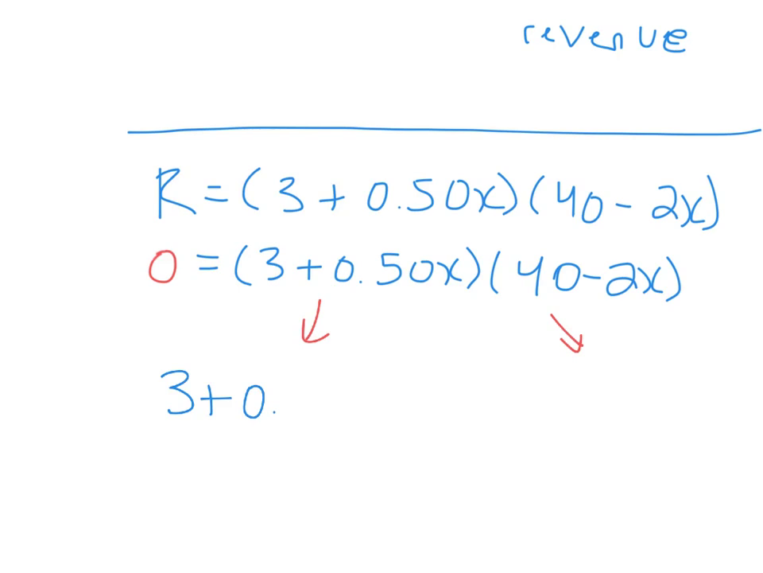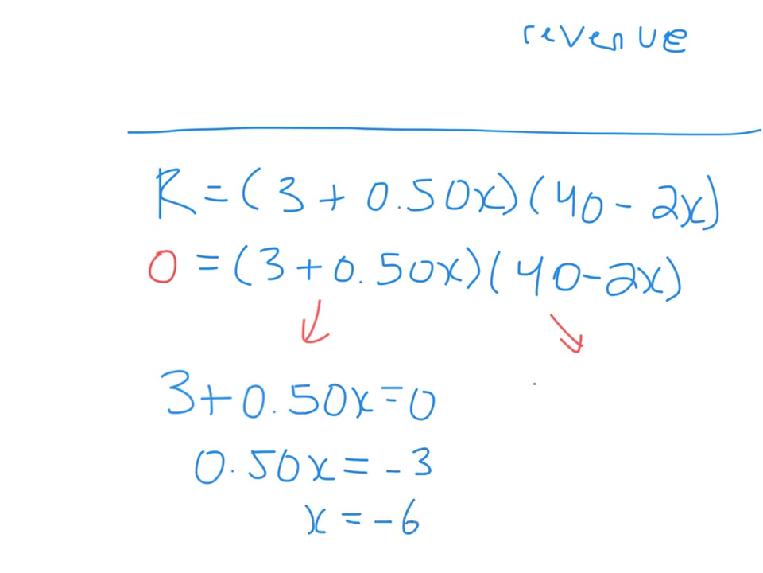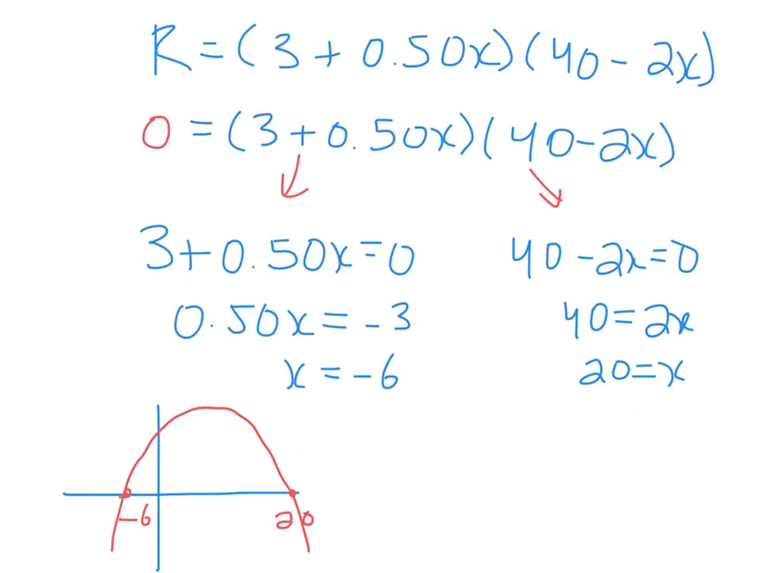So 3 plus 0.5x is equal to 0. So 0.5x is equal to negative 3. Divide both sides by 0.5, so you get x is equal to negative 6. And the other factor, 40 minus 2x, is equal to 0. So 40 is equal to 2x. Divide by 2, and you get x is equal to 20. So what we just did is solve for the x-intercepts of that revenue equation, so negative 6 and positive 20.